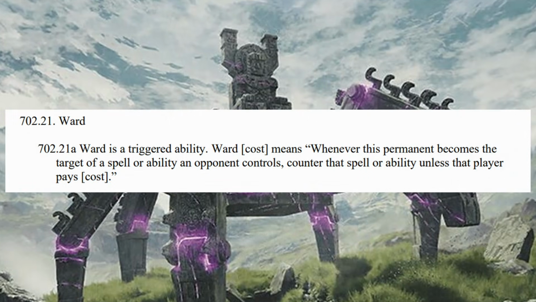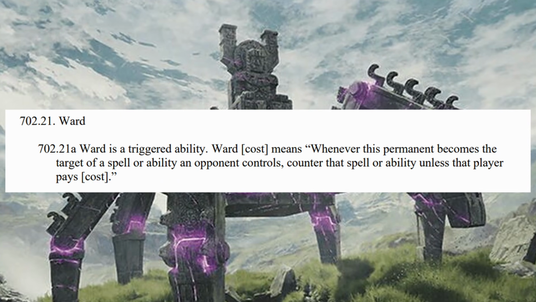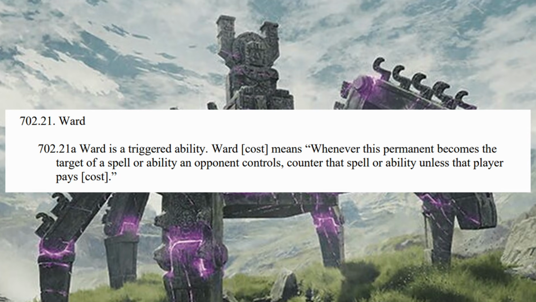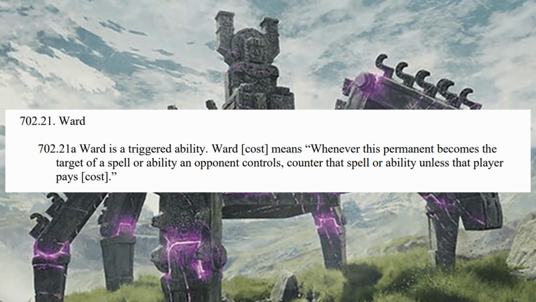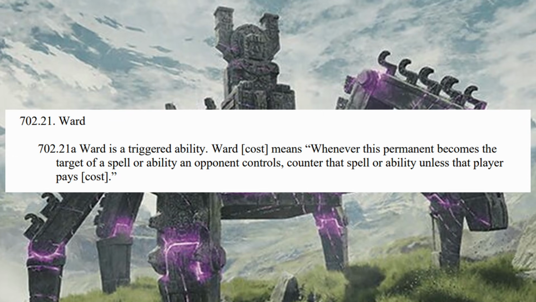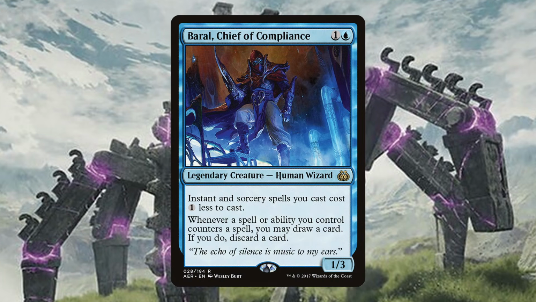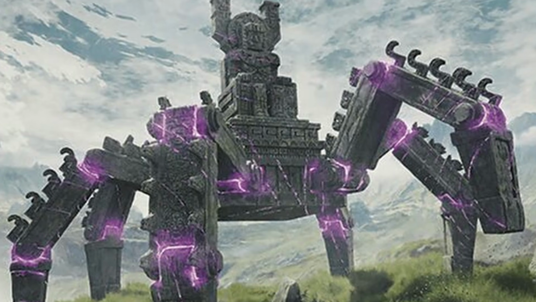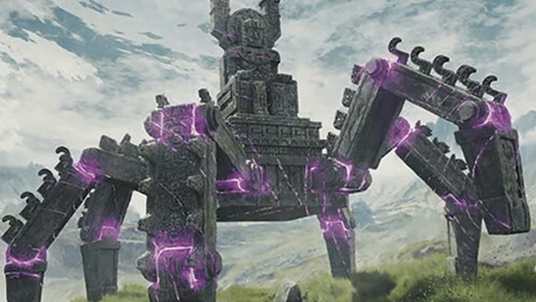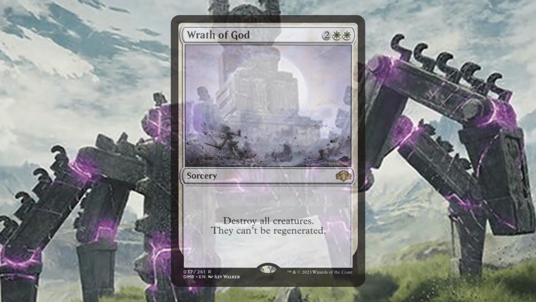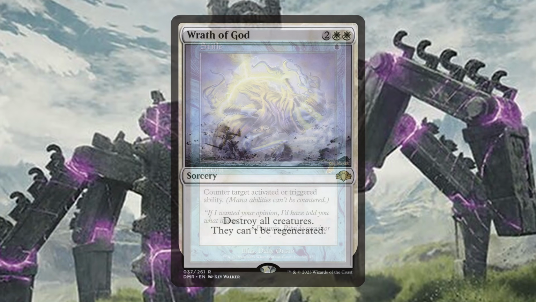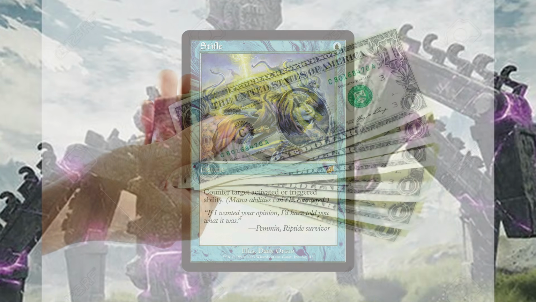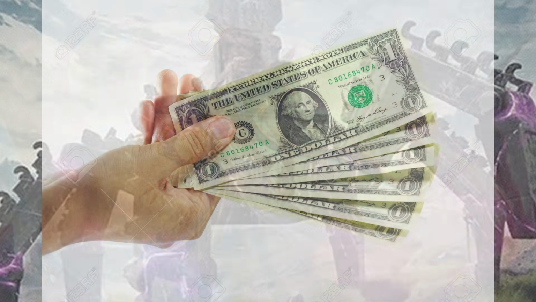Ward is our first non-static ability that we've come across. It's a triggered ability that triggers when it becomes the target of a spell or ability an opponent controls. If the ward cost isn't paid, the spell or ability is countered, so it would trigger Baral, Chief of Compliance. To get around it, it's very similar to Hexproof. You can use effects that don't target, such as board wipes, or technically you could Stifle the ward trigger if you really had to, or just pay the ward cost.